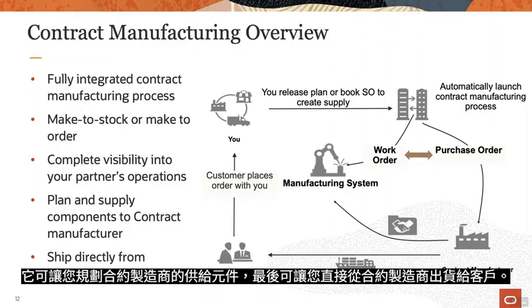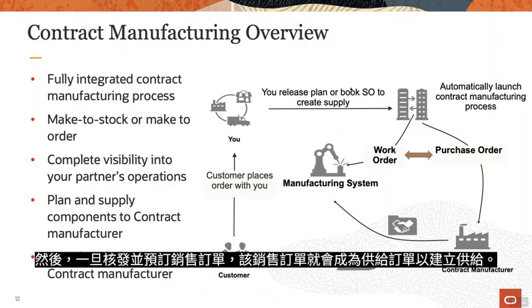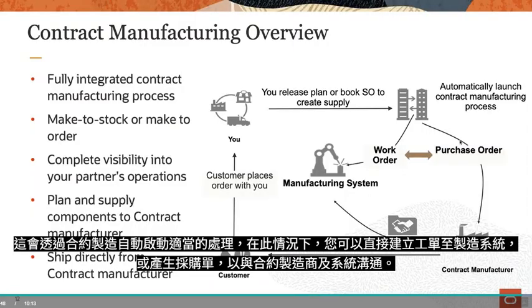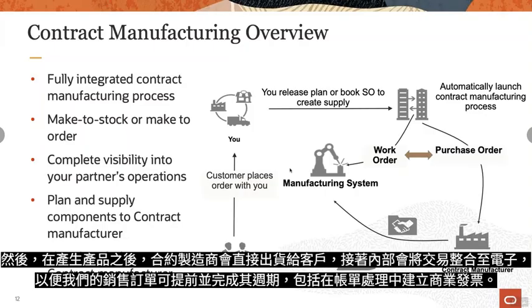In this flow, the customer would give us an order, which we then place within order management. Then, once we release and book the sales order, that will become a supply order to create the supply. This will automatically launch the appropriate process through contract manufacturing, and in this case can either directly create a work order to the manufacturing system or generate a purchase order which gets communicated to the contract manufacturer and into their system. And then ultimately, once the product has been produced, the contract manufacturer will ship directly to the customer and then integrate the transaction electronically so that our sales order can go ahead and complete its cycle, including creating invoices in the billing process.